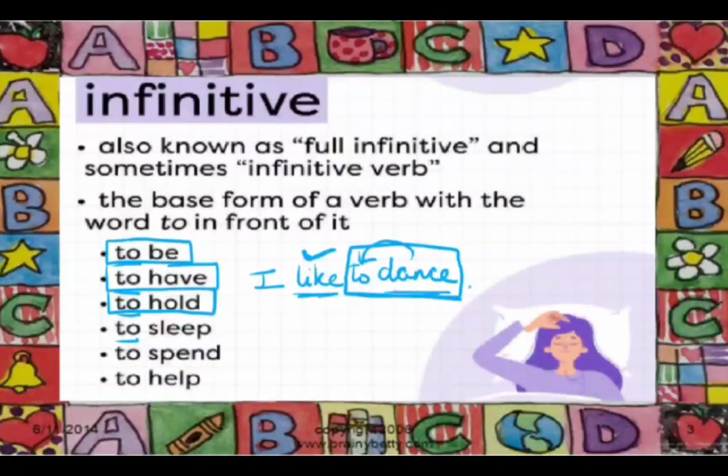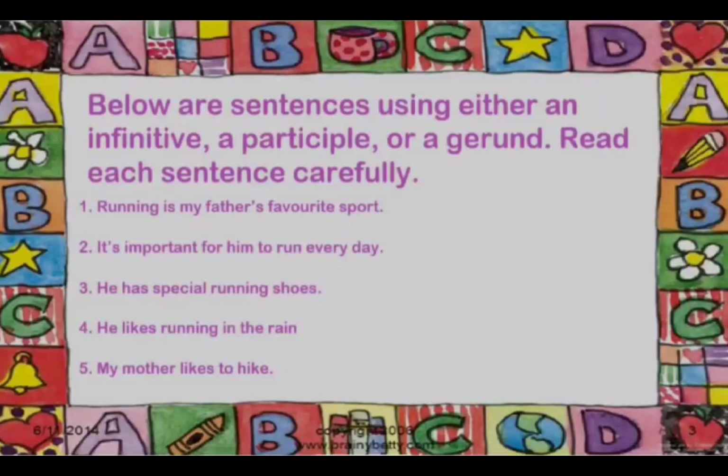Any word having to before it is an infinitive. Any word having ing that does not have a helping verb before it is not a verb. Below are sentences using either an infinitive, a participle, or a gerund. Read each sentence carefully. Alright. Running is my father's favorite sport.